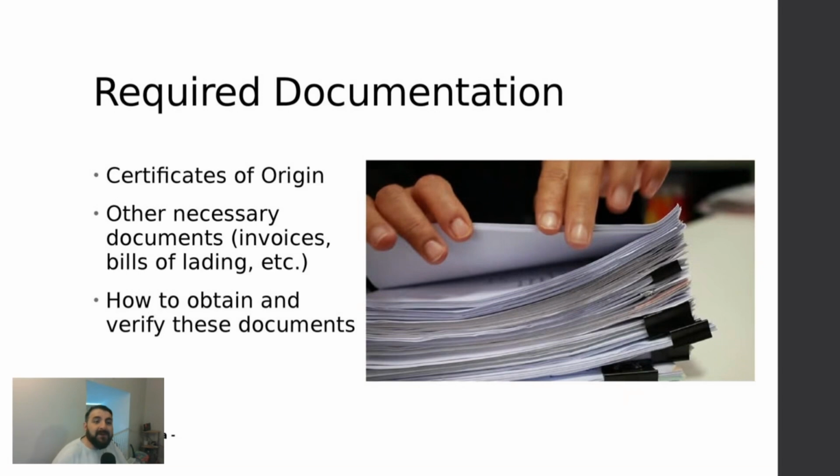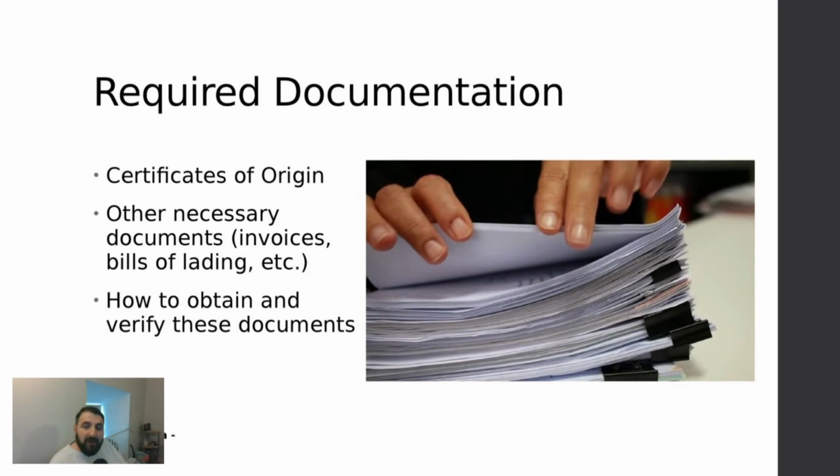Like everything, if I want to prove something, I can only do it with paper, right? Other than that, it's quite difficult. So to prove where your goods come from, you need the right paperwork. The most important document is the certificate of origin. This paper shows where your product was made and is often needed to get lower tariffs. You also need other documents. Obviously, that's not it. For example, invoices and bills of lading.